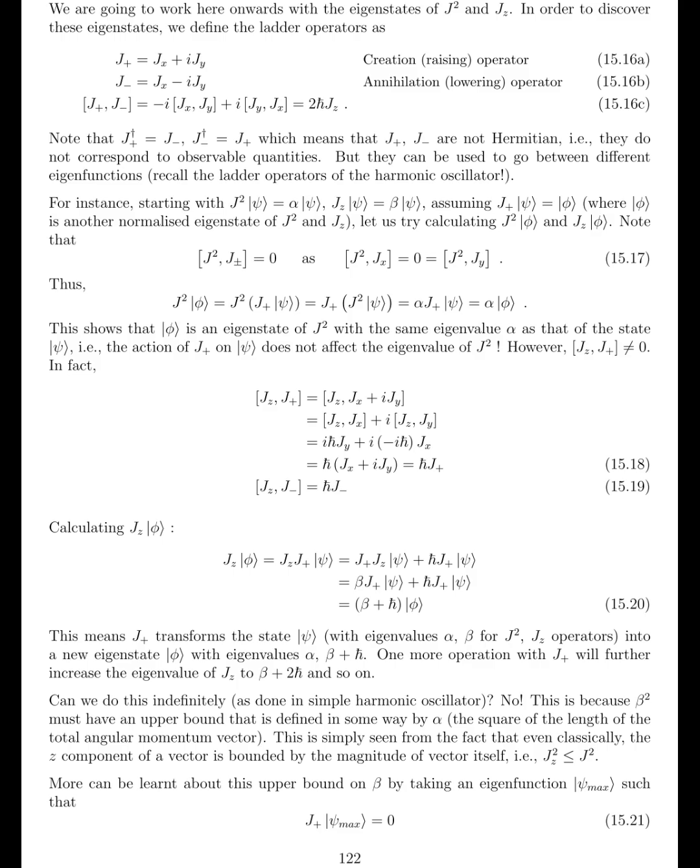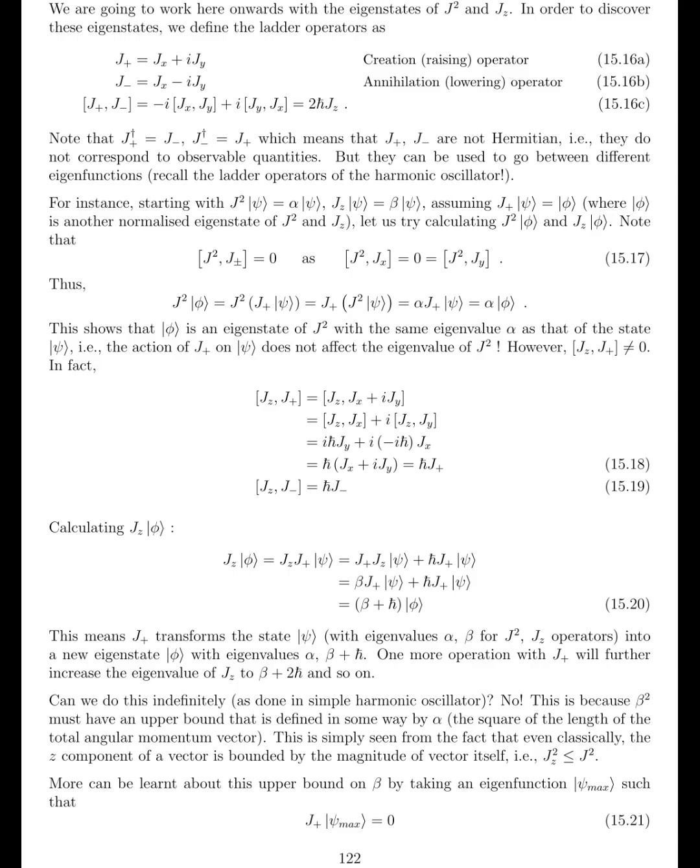So there's no reason to expect that this eigenvalue beta is going to remain unchanged. Indeed, with a little bit of maths, you can first of all show that the commutator of Jz with J plus gives you back J plus with a factor of h bar, and Jz with J minus gives you J minus but with a factor of minus h bar. So this tells us that these raising and lowering operators do not commute with Jz.